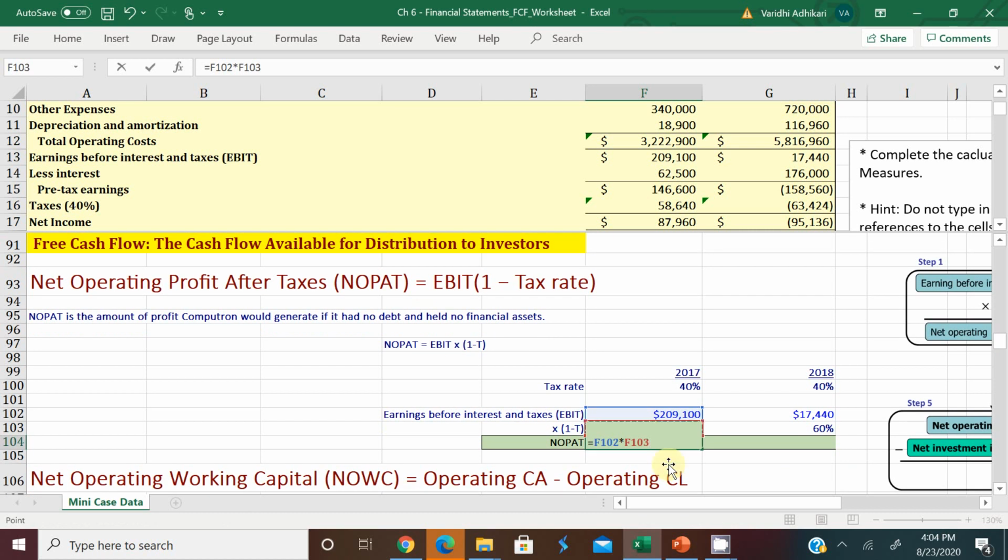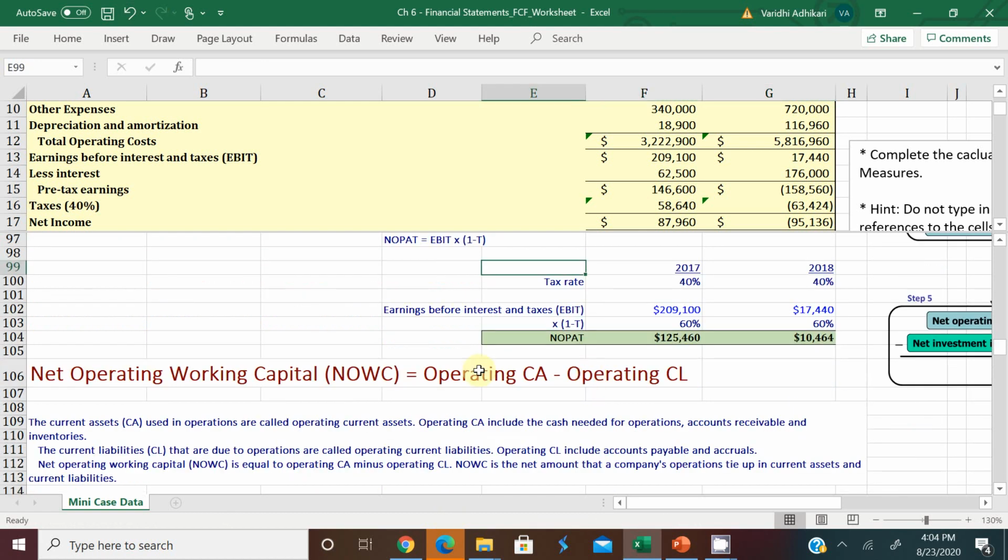All right, so net operating profit after tax is going to be EBIT times 1 minus tax rate, or 60%, 125,460, and here in 2018, 60,464. Okay, so we did the first part of the free cash flow. So this is the easier part. This is just NOPAT, which is EBIT times 1 minus tax rate.